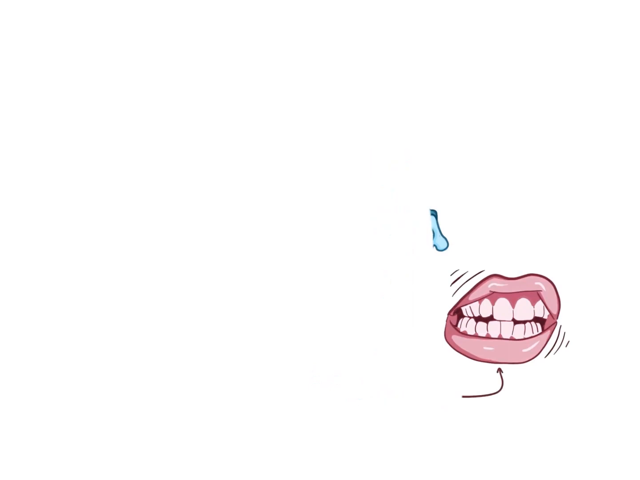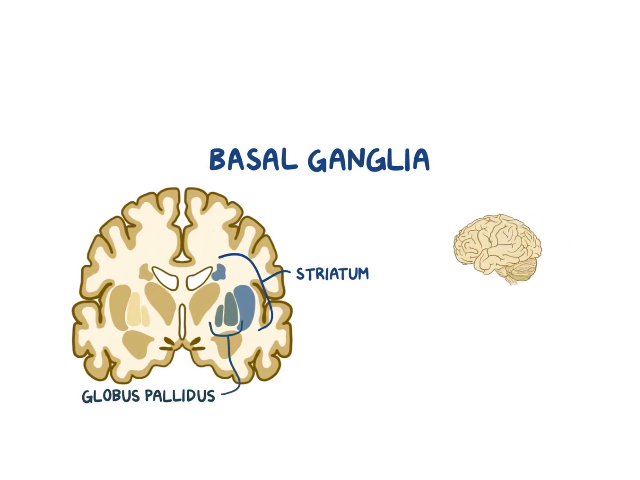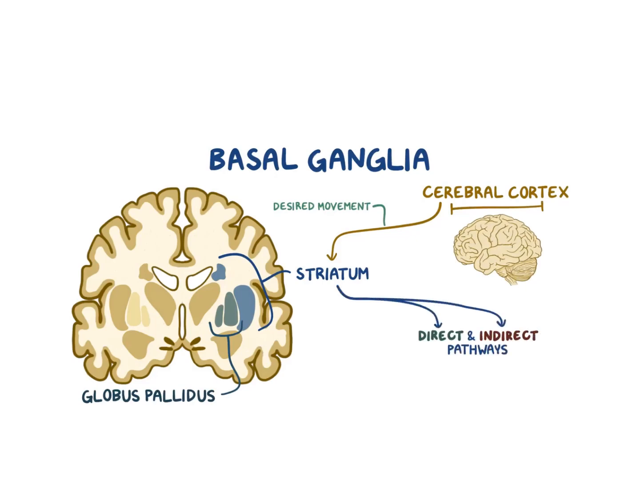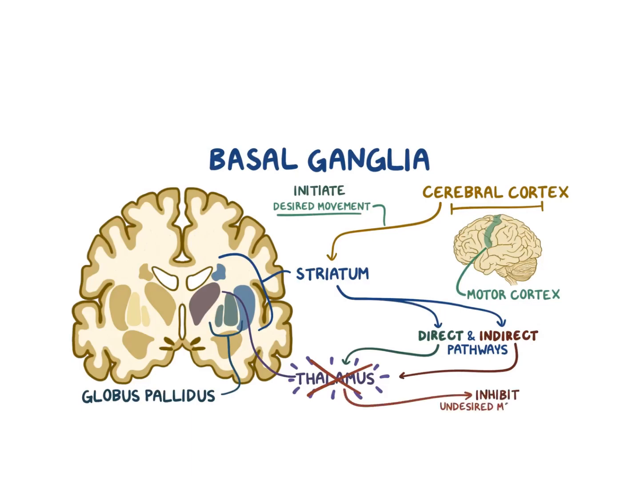Alright, as a quick recap. The basal ganglia is made up of the striatum and the globus pallidus. The striatum receives input from the cerebral cortex about a desired movement, and then it sends output to the other basal ganglia structures through the direct and the indirect pathways. The direct pathway ultimately leads to activation of the thalamus, which then stimulates the motor cortex to initiate wanted movements. On the other hand, the indirect pathway ultimately leads to inhibition of the thalamus, to inhibit undesired movements.